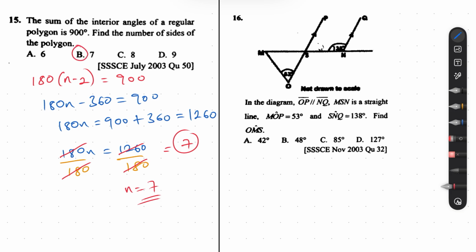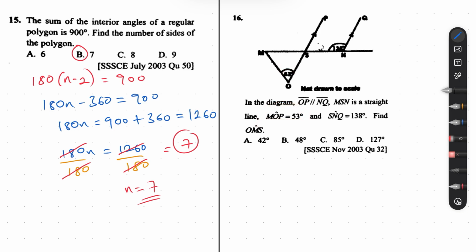Okay, cool. Let's move on to question number 16. The question says, in the diagram, OP is parallel to NQ. They are parallel to each other, so that means they will never meet. That's what parallel means. It's a straight line, and then angle MOP is 53, so this angle here is 53.